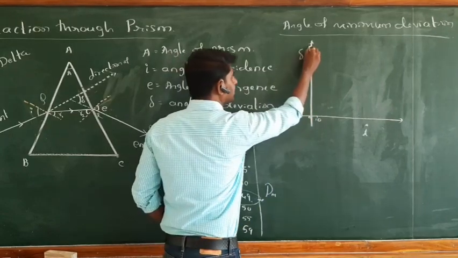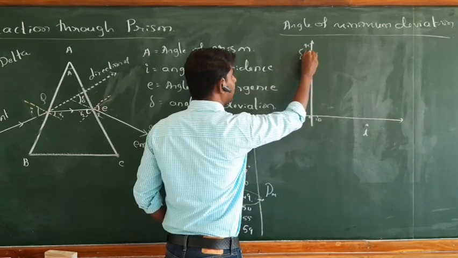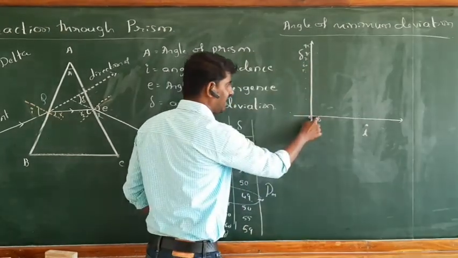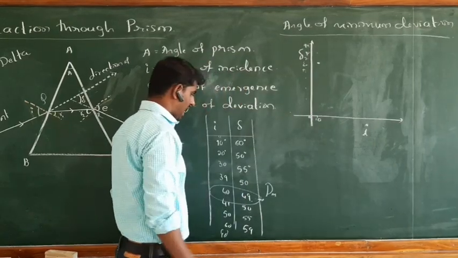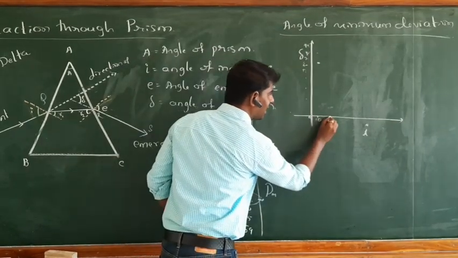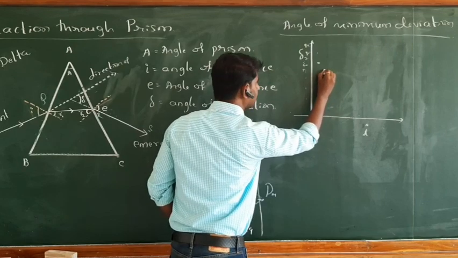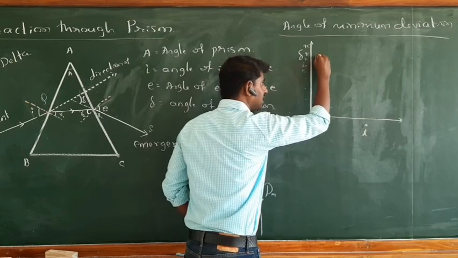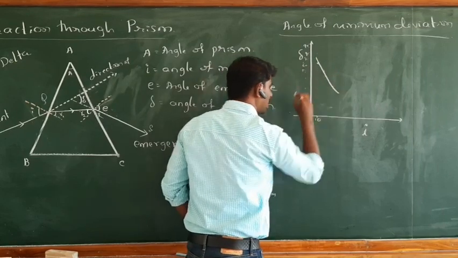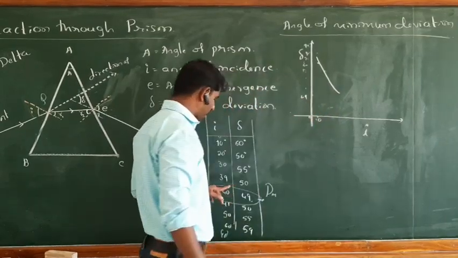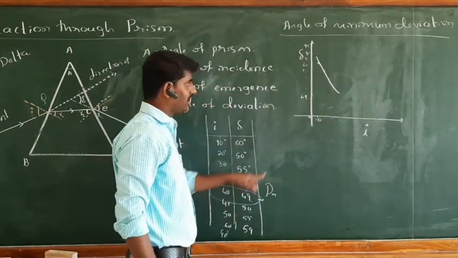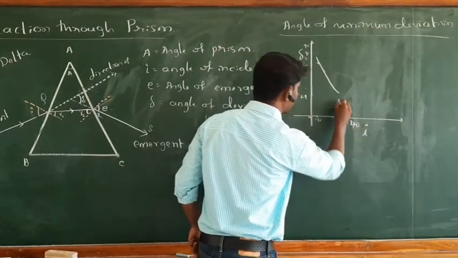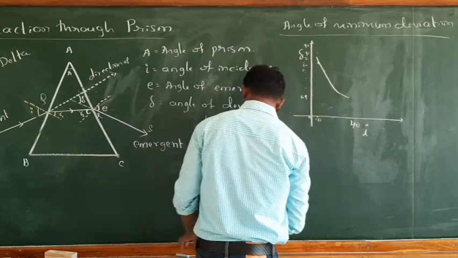At 10, I say this is 90, and this is 80, 70 and 60, 50 and so on, like this. For 10 degrees, the deviation was 60, and for 20, I increase the angle of incidence and this becomes 50. Like this, as I increase the angle of incidence, the deviation angle decreases, so it is like this. Up to what? Up to 49 degrees it was decreasing. When the angle of incidence was 40, it reached the minimum value.